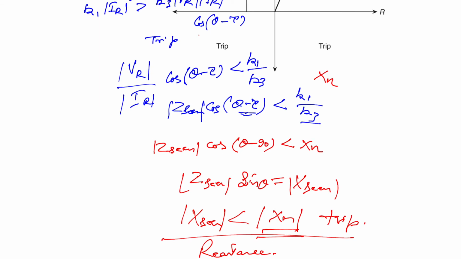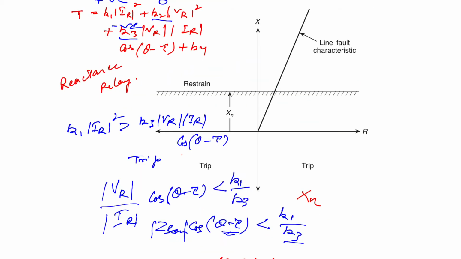The operating characteristic is shown here. On the RX plane it is a straight line with an intercept of Xn, that is the distance from here to here, Xn on the reactance axis. The entire area below this line is the trip region, and above it is the restraint region. You can see that the area occupied is very large. So the reactance relay occupies a very large area.